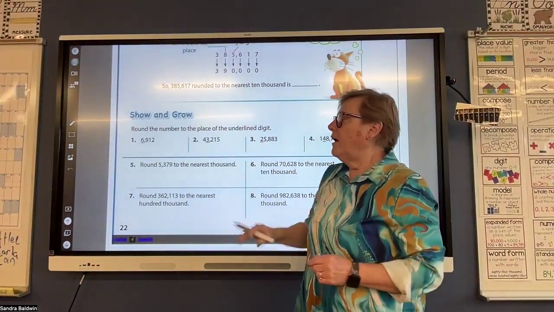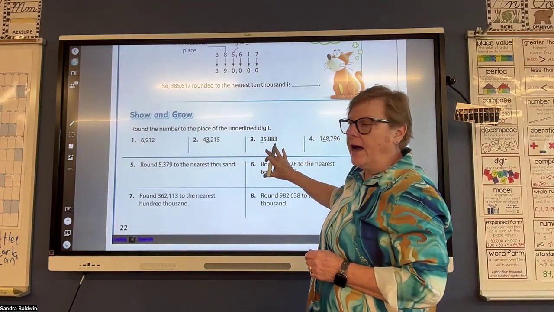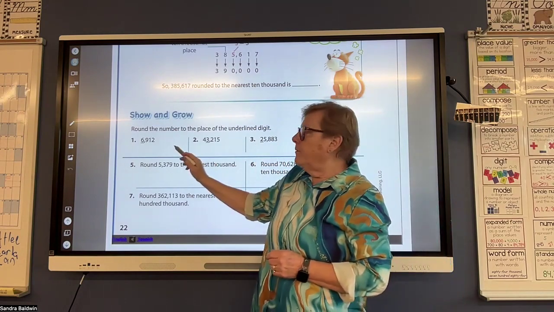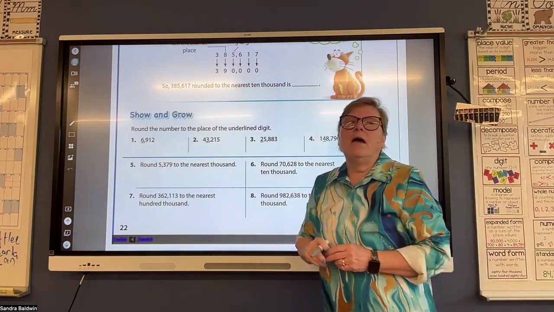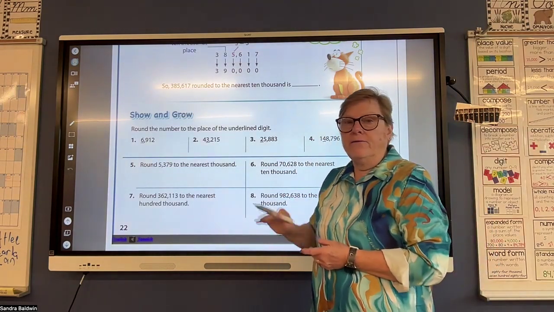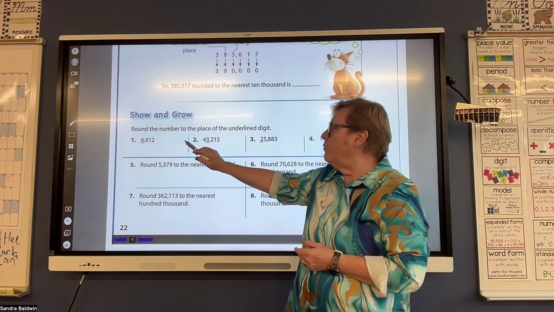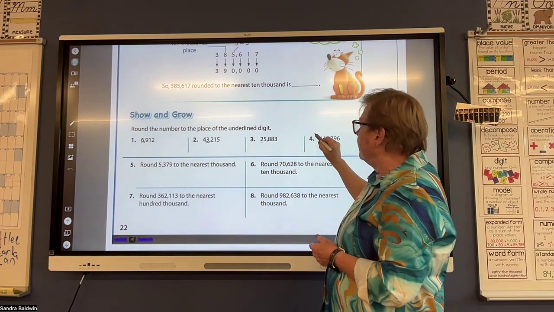Okay, boys and girls, I'm going to go over the problems you're supposed to do for homework and explain how to do the work. We are rounding to the place value that is underlined. We're going to use number lines to find the correct answer. So we did 1, 2, and 3 in class. So I'm going to start with number 4.